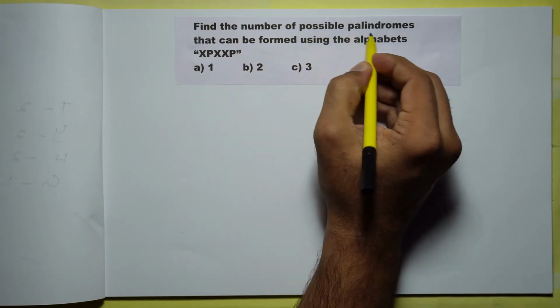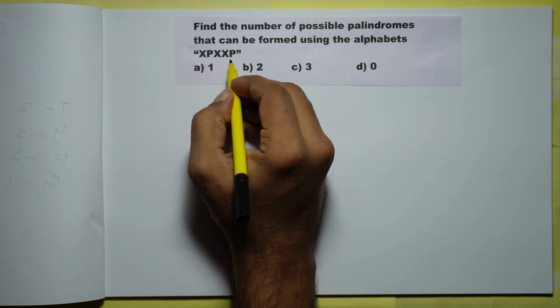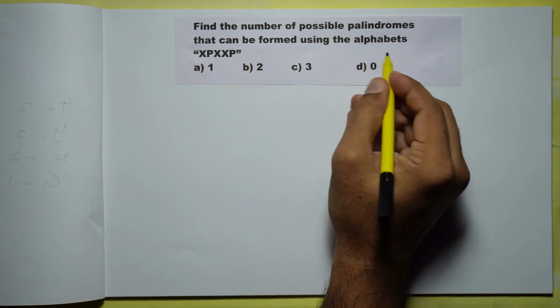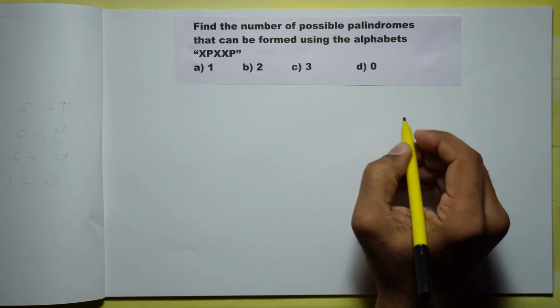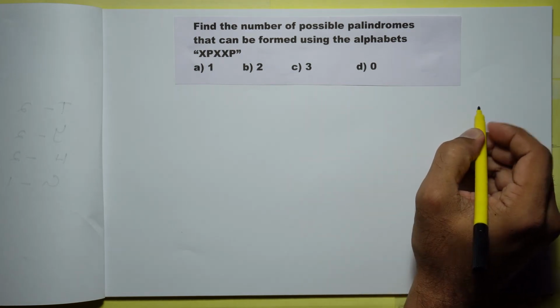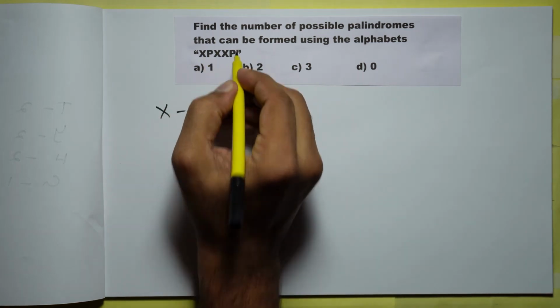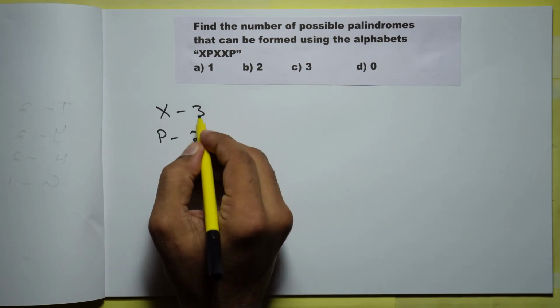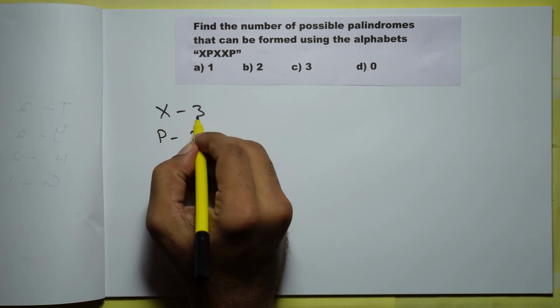Find the number of possible palindromes that can be formed using these alphabets. Now a palindrome is a word whether you read from the left or from the right, the spelling will be the same. Now here altogether 3 X are there and 2 P's are there. And how many such palindromes can be formed? Now you have an odd number of X.